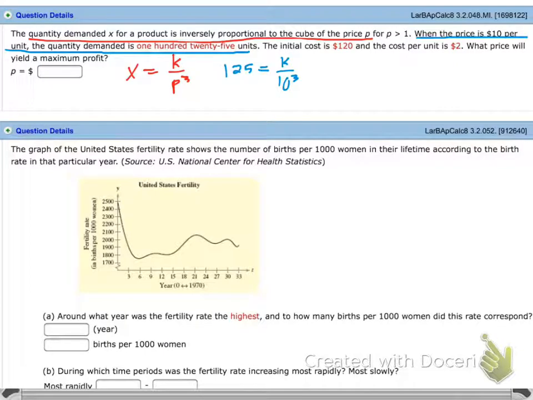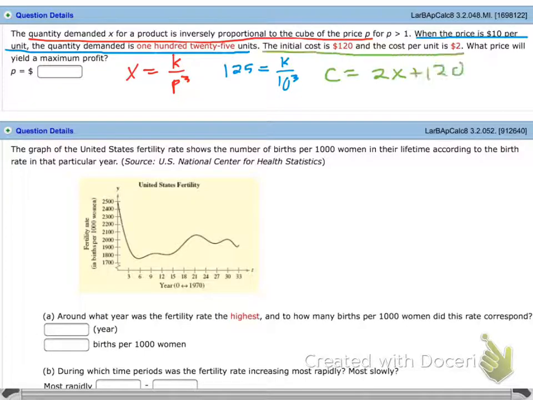Quantity demanded x is a product is inversely proportional to the cube of the price. What I wrote in red there, that's how you write an inversely proportional statement. It means write it as a quotient instead of a product. And then when the price is $10 per unit, the quantity demanded is 125. So using that formula, you put those two values in there. Ultimately, we can solve for that k, and that constant k is the growth constant for this demand function. So what we'll do is keep on rolling.